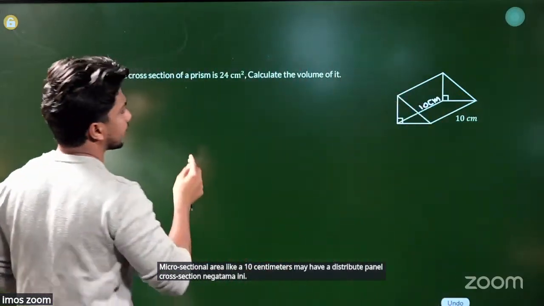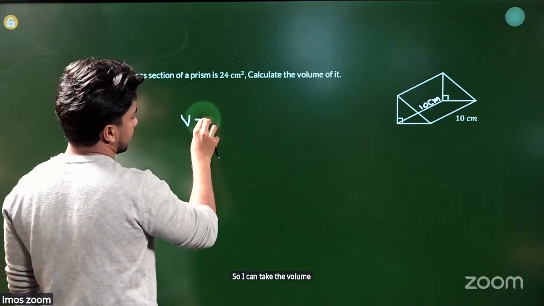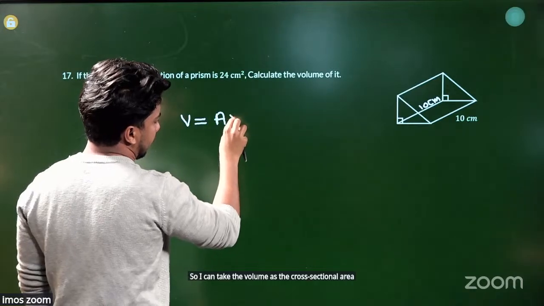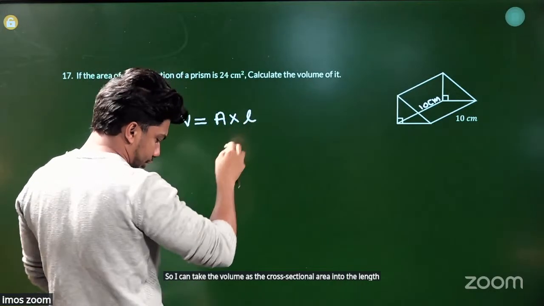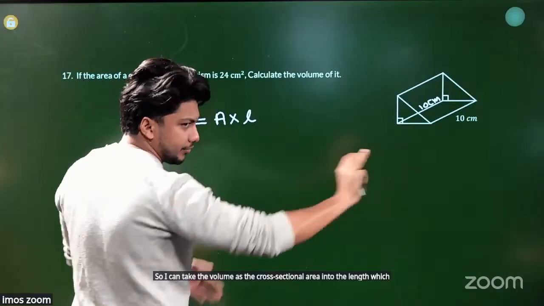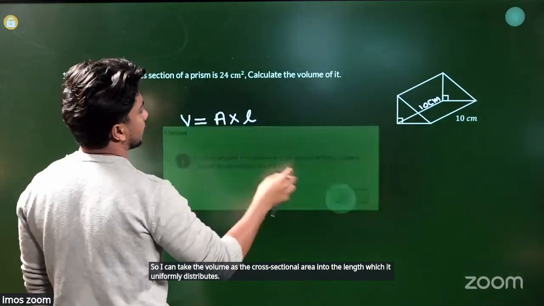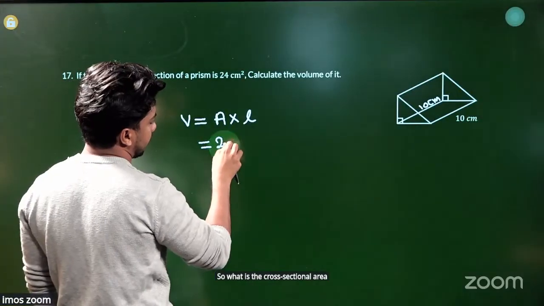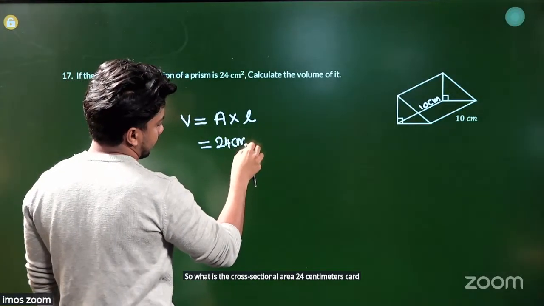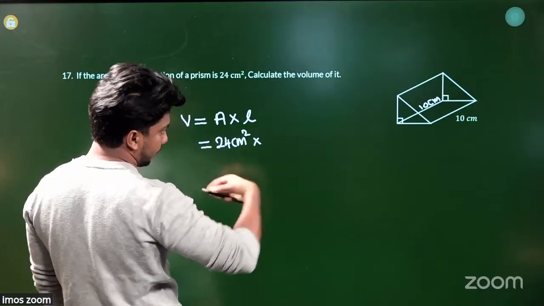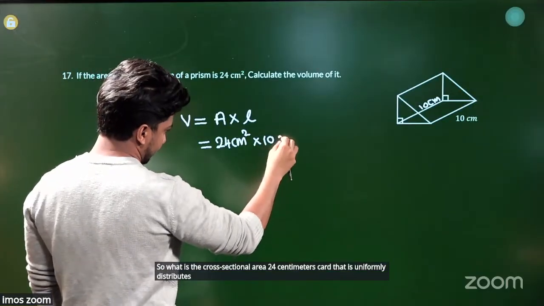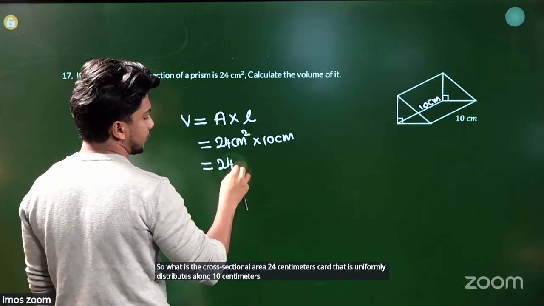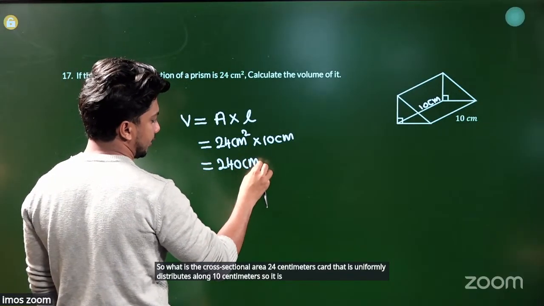So I can take the volume as the cross sectional area into the length over which it uniformly distributes. Alright. So what is the cross sectional area? 24 centimeters squared. That is uniformly distributed along 10 centimeters. So it is 240 cubic centimeters.